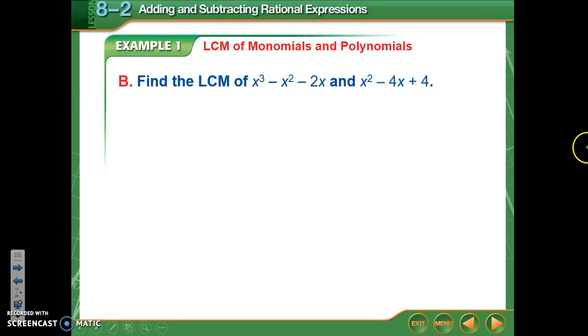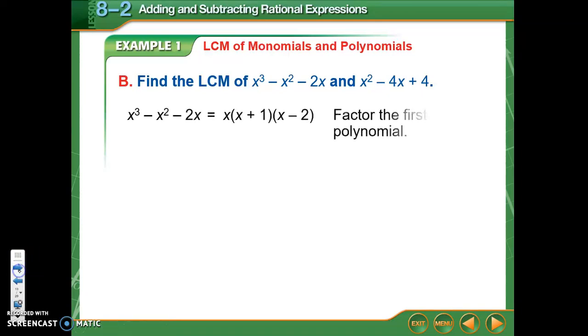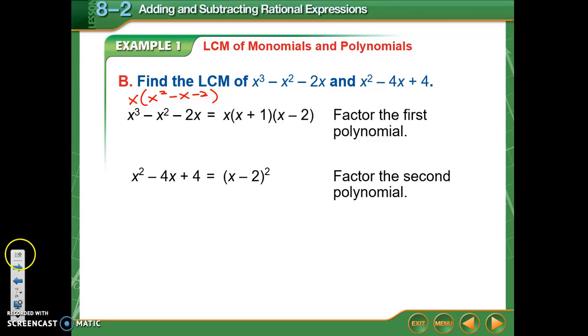All right, let's do this with polynomials that include addition and subtraction. So these are not monomials. So I factor my first polynomial. I start by factoring out the GCF of x. And then I factor x squared minus x minus 2 into x plus 1 times x minus 2. My second polynomial factors into x minus 2 times x minus 2.